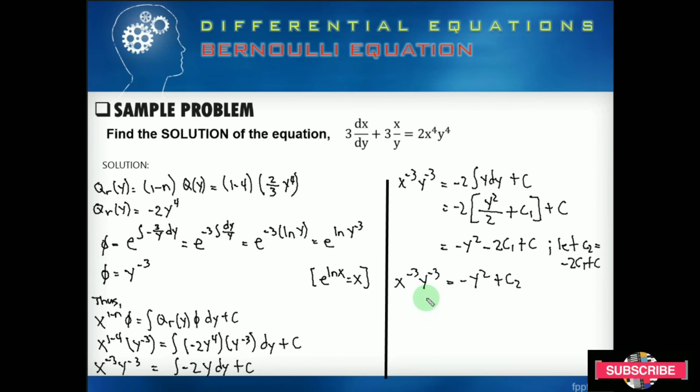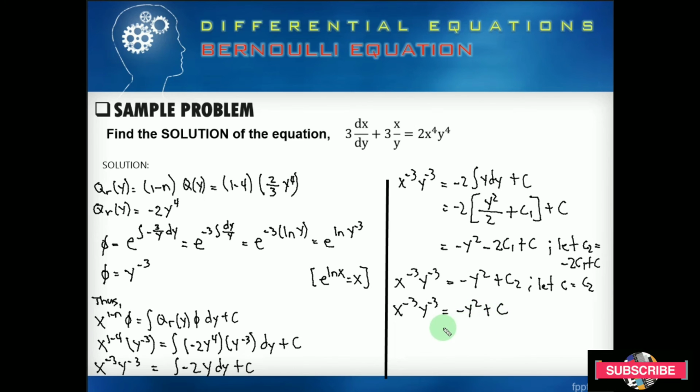So after this is meron na tayong, we are almost there, sa ating solution. So pwede rin natin sabihin na itong c2, kasi nandito na tayo, wala na tayo ibang constant, no, so pwede natin i-assign na final c, let c is equal to c2 then. Okay, so mangyayari dito is x raised to the negative 3 y to the negative 3 is equal to negative y squared plus your final constant c.